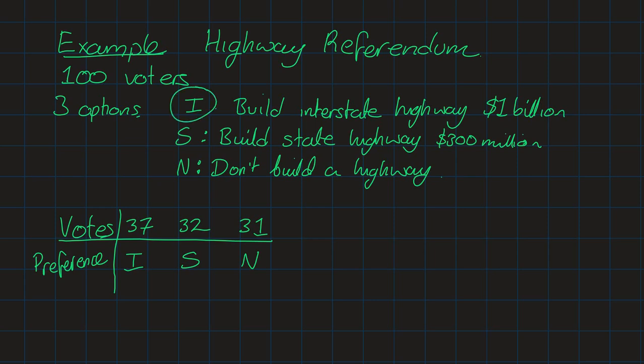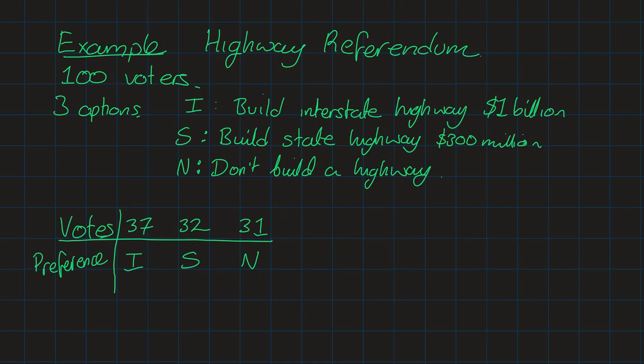Option I is build an interstate highway, which would cost $1 billion. Option S is to build a state highway, which is like a lower quality highway than an interstate highway, and it would only cost 300 million. And then option N is don't build a highway at all. So they have three options, and they go to vote, and I've collected the information here. So you know that 37 people voted for I, 32 voted for S, and 31 voted for N.